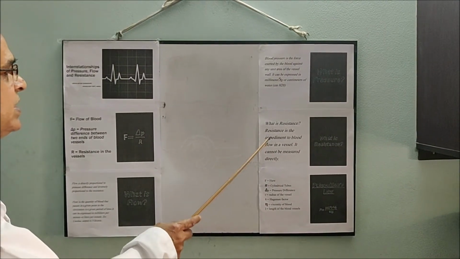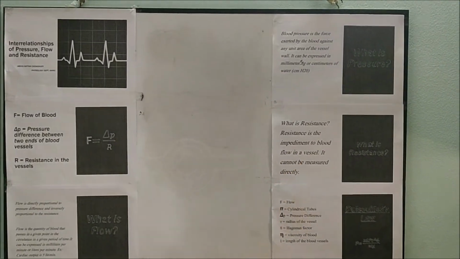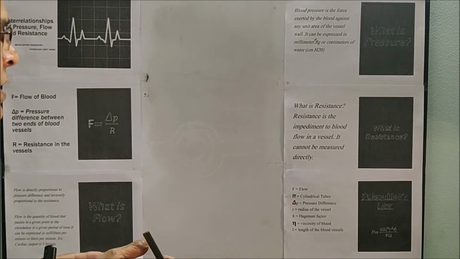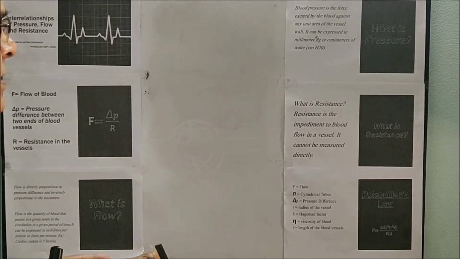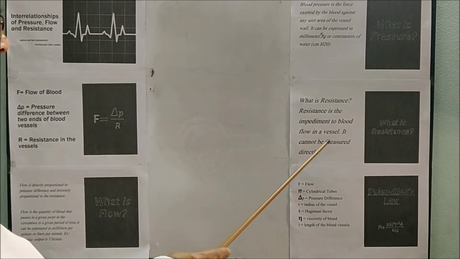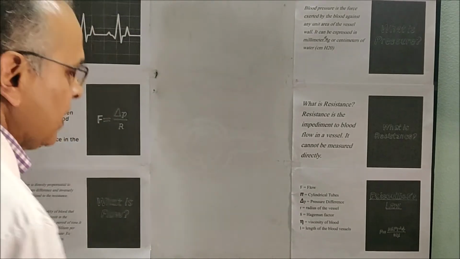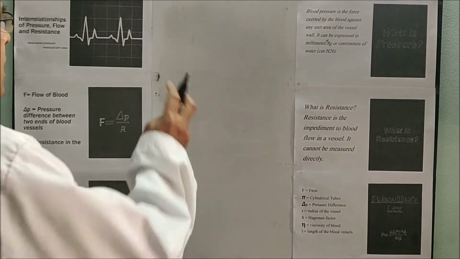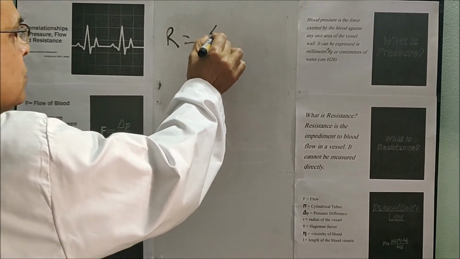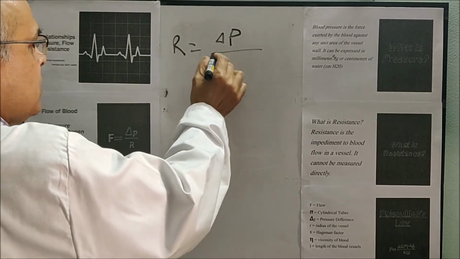Resistance. What is resistance? Resistance is the impediment to flow of blood in the vessel. That is, when blood flows through the vessel, there is some friction between blood and the internal layer of the blood vessel, that is the endothelial layer. It cannot be measured directly, it can be measured indirectly. How can you measure resistance? R is directly proportional to delta P and inversely proportional to flow.